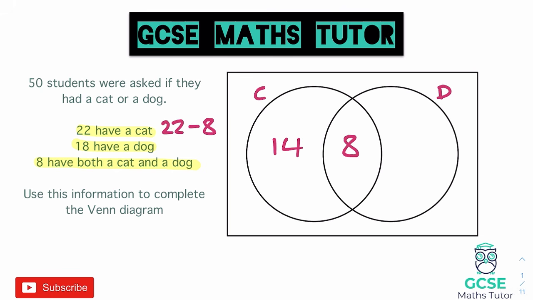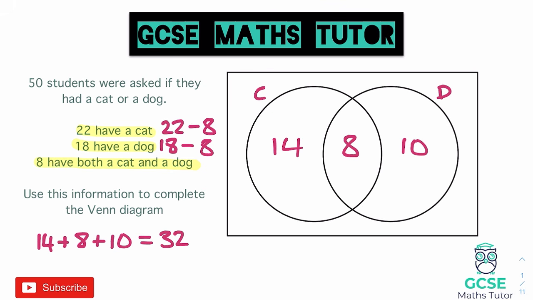We can then move on to the 18 that have a dog. Now of course we've still got the 8 in the middle, so we would take away the 8 in the middle that have both away from the 18, and that leaves us with a total of 10. So 10 people have only a dog. And now we've got quite a lot of information there, but we need to figure out what goes on the outside. Now if we add all of those up, so 14 plus the 8 plus the 10, that adds up to 32. So we have 32 people.